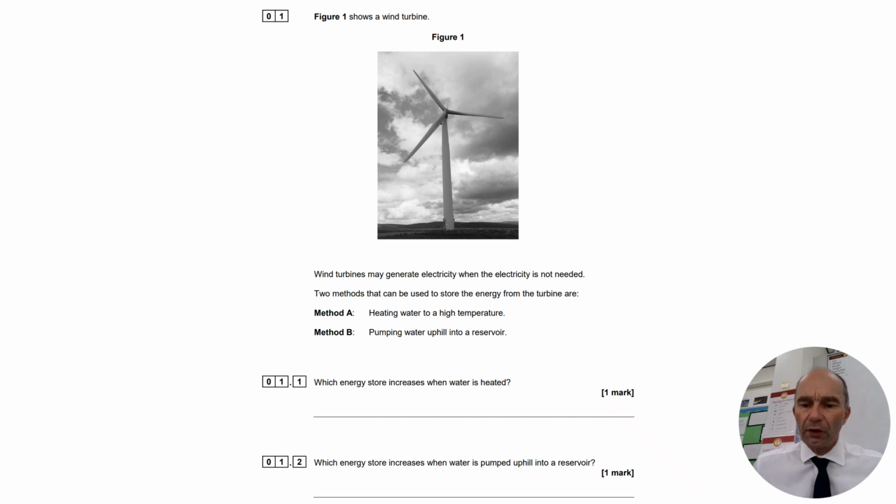So the first question is showing us a picture of a wind turbine, and wind turbines may generate electricity when the electricity is not needed. We've got two different methods. We've got method A of heating water to a high temperature and method B of pumping water uphill into a reservoir. Now our first question is which energy store increases when water is heated?